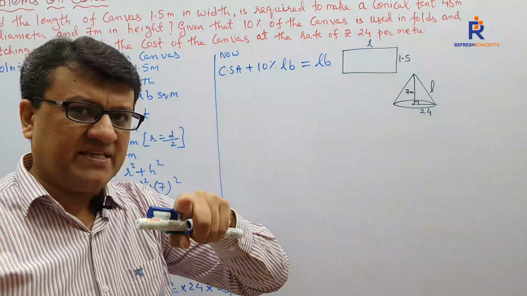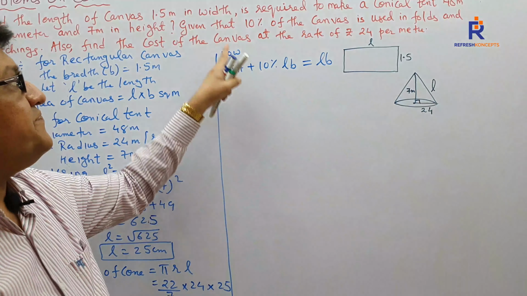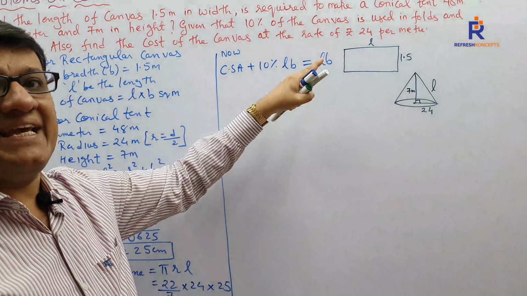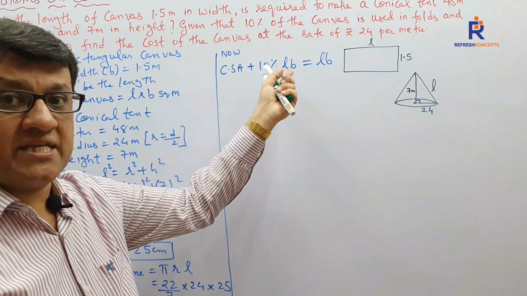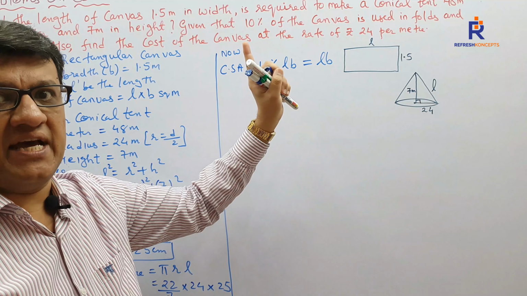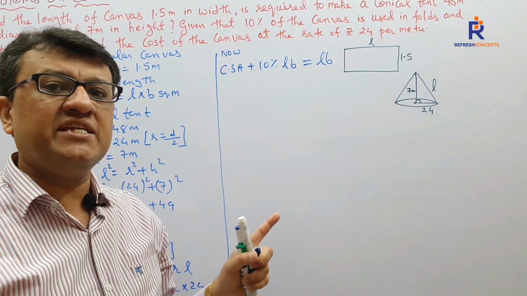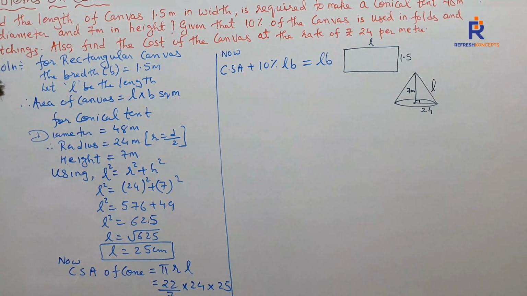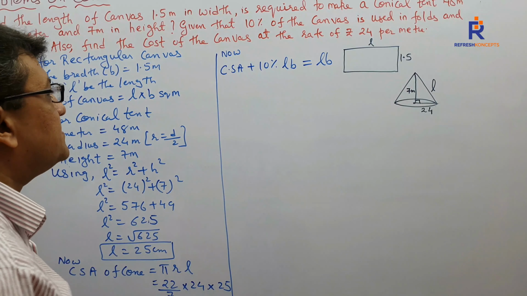There are questions being set from the board side that 10% of the CSA has been utilized in folds and stitches. Or at times they say 10% of the canvas being utilized. So you have to be very, very careful. What happens is that if a child doesn't read the question carefully, he or she is going to take 10% of the CSA. So be very careful.